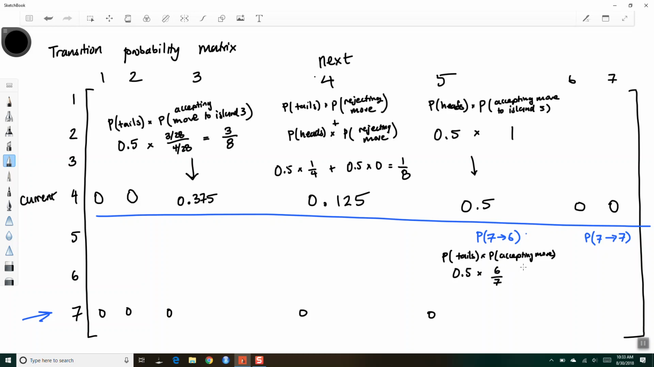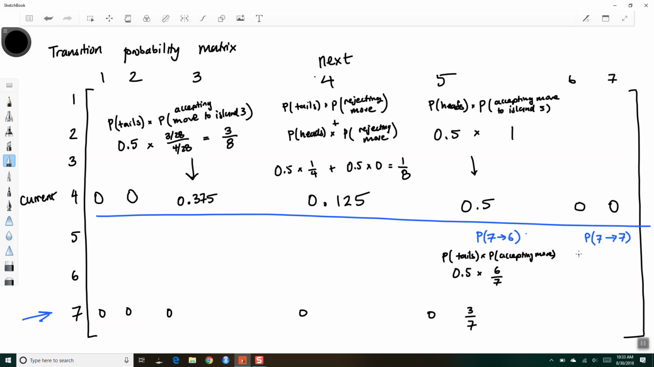6/7, right? I mean, maybe 6/28 divided by 7/28, but because that 20/28 shows up in both places, it's fine. All right, so here, basically we have 3/7 probability, okay? What about the probability of going from island 7 to island 7?